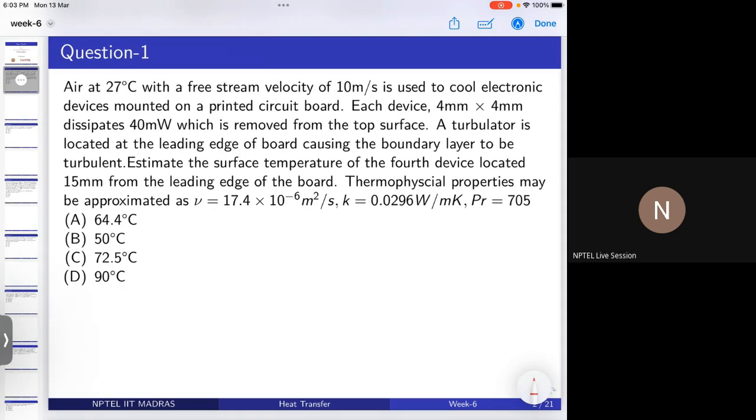Each device is 4 mm by 4 mm and dissipates 40 milliwatt, which is to be removed from the top surface. A turbulator is located at the leading edge of the board, causing the boundary layer to be turbulent from the initial stage itself. Estimate the surface temperature of the fourth device located 115 mm from the leading edge of the board. Thermophysical properties are also given. So you can just start doing this. I hope the question is clear. If you have any doubt, you can ask.